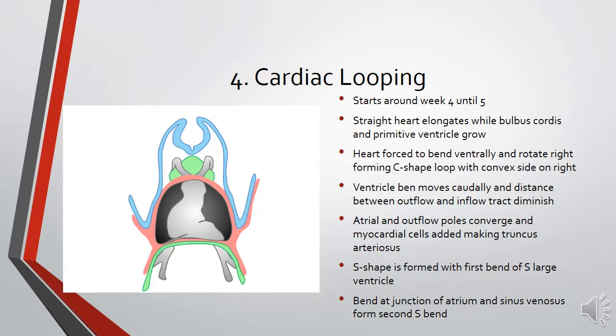The atrial and outflow poles converge, and myocardial cells are added, forming the truncus arteriosus. Hence the S shape is formed, with the first bend of the S shape being the large ventricular bend, while the bend at the junction of the atrium and the sinus venosus forms the second bend.